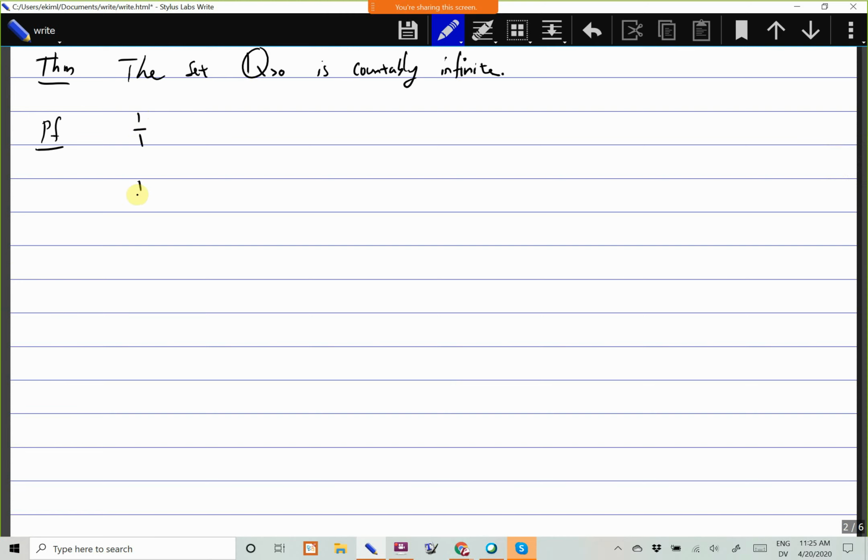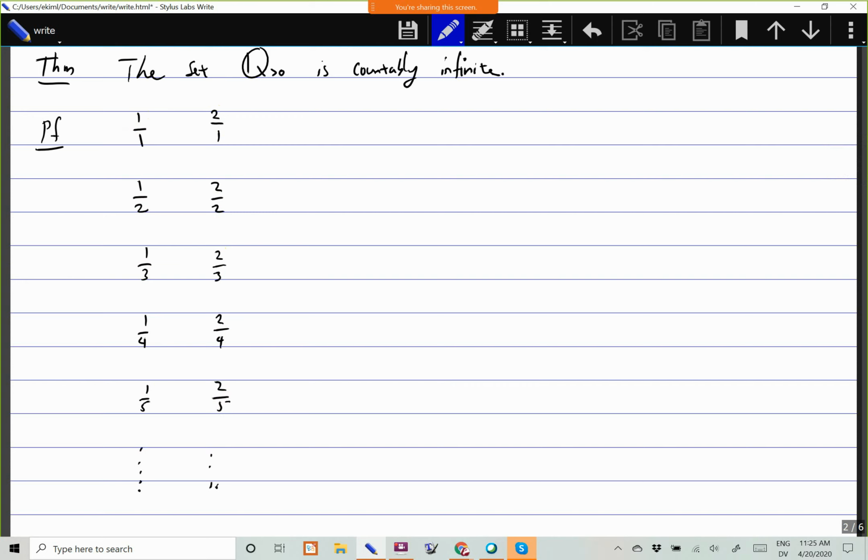And then on the next line down, I'm going to write 1 over 2, and 1 over 3, and 1 over 4, and 1 over 5. And this goes on, so I'll draw some dots, saying I don't have time to keep writing that. And then if I move over one column, I'm going to have 2 over 1, 2 over 2, 2 over 3, 2 over 4, 2 over 5, and so on.